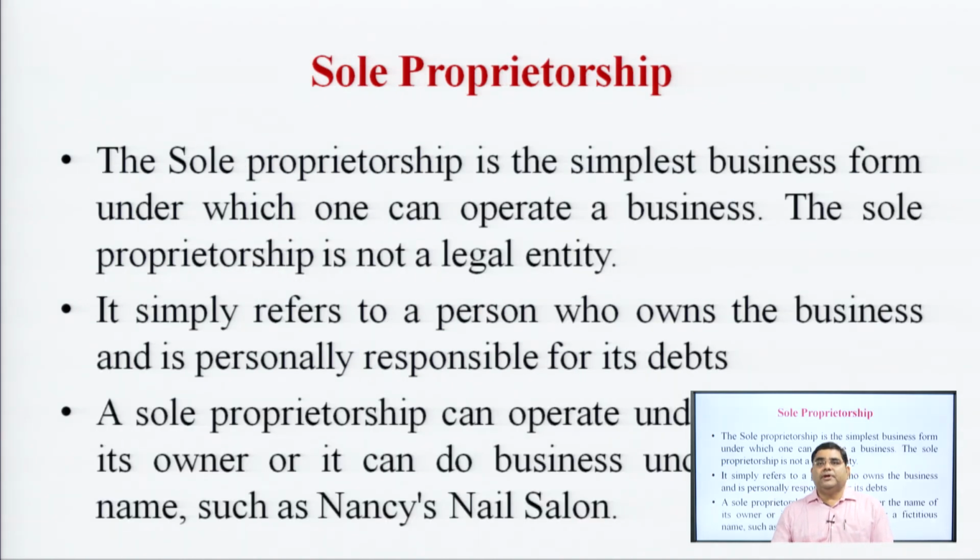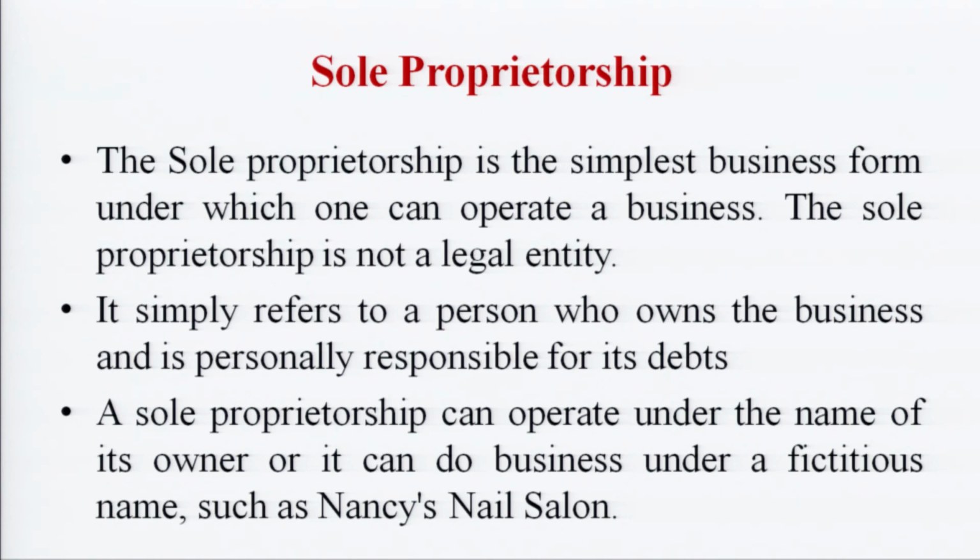The first is sole proprietorship. As I have already told, the sole proprietorship is the simplest business form under which one can operate a business. It is not a legal entity. It simply refers to a person who owns the business and is personally responsible for its debts, whatever the liabilities, whatever the loans, the individual owner is responsible for that. A sole proprietorship can operate under the name of its owner, or it can do business under a fictitious name. The name can be decided by the individual; he can put any name, and it is not a legal entity.